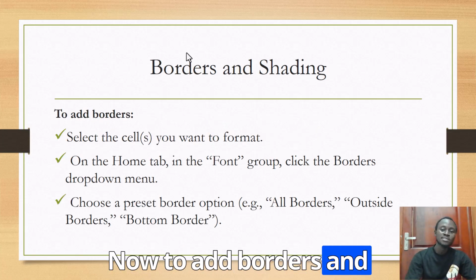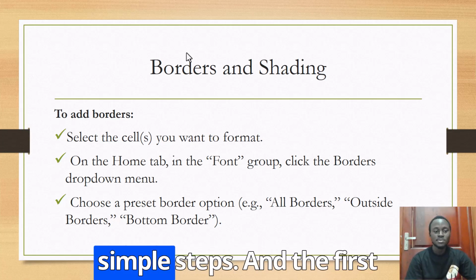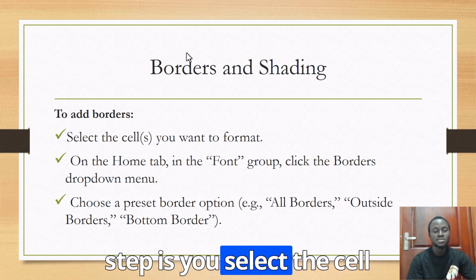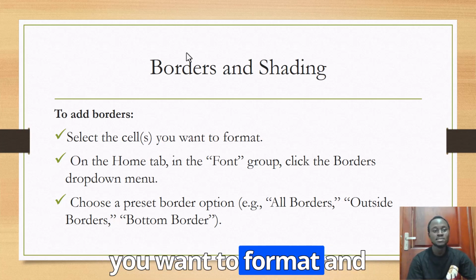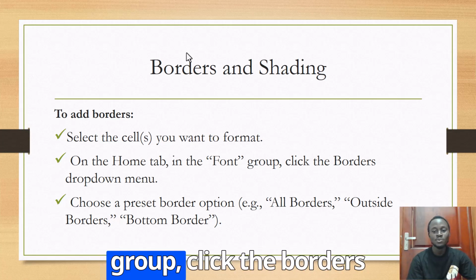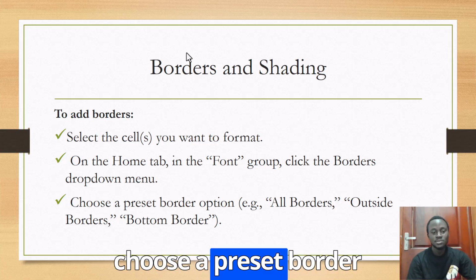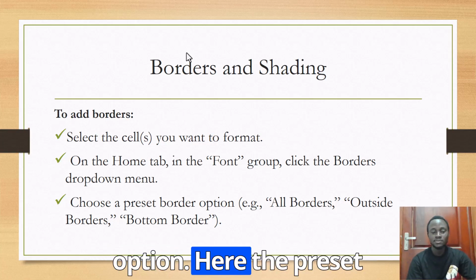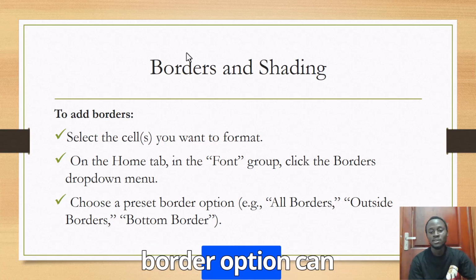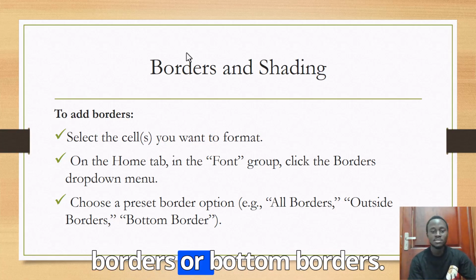Now, to add borders and shading to a cell, you need to follow some simple steps. And then the first step is you select the cell you want to format. And then the next step is on the Home tab in the font group, click the borders drop down menu and then choose the preset border option. Here, the preset border option can be all borders, outside borders, or bottom borders.